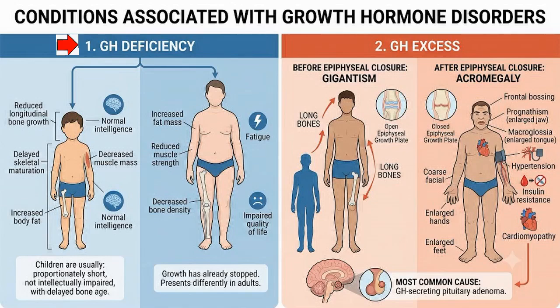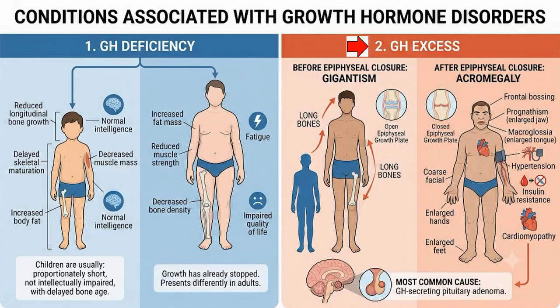1. GH deficiency. Short stature. In children, GH deficiency results in reduced longitudinal bone growth, delayed skeletal maturation, decreased muscle mass, increased body fat, and normal intelligence. These children are usually proportionately short, not intellectually impaired, with delayed bone age. In adults, GH deficiency presents differently because growth has already stopped. Adults may develop increased fat mass, reduced muscle strength, decreased bone density, fatigue, and impaired quality of life.